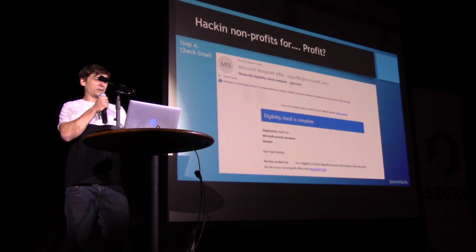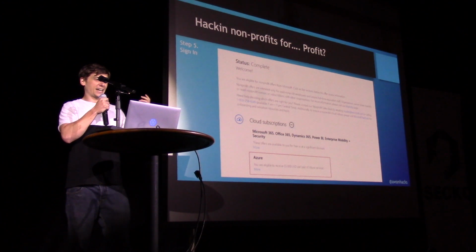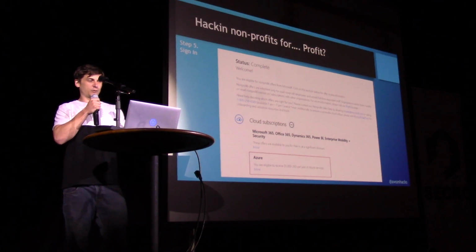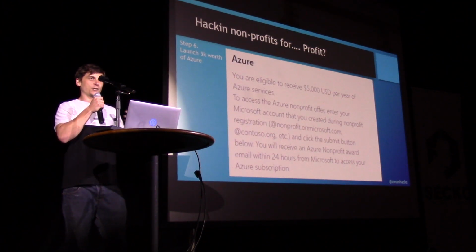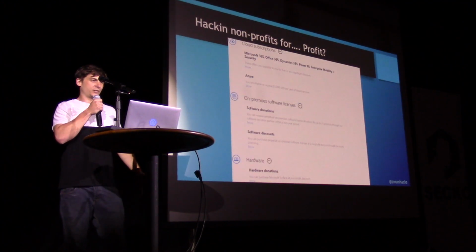And then my favorite part was when you log in, it gives you $5,000 in Azure credits to use per year as a nonprofit. Which I thought was pretty neat considering they did like zero checking of any kind. I didn't use any SecKC emails or anything, so I think you could just kind of loop through a bunch of nonprofits and sign up for a lot of Azure credit if you really wanted to. But we'll have to figure out what to do with all that.